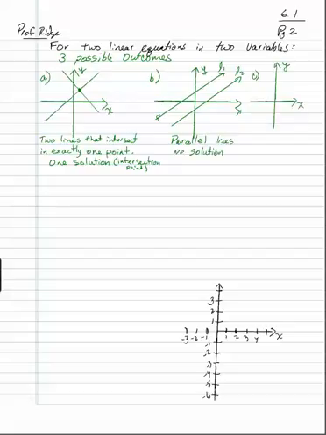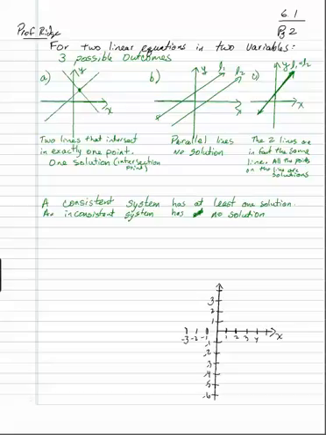The third possibility is both lines are actually the same line. So line 1 and line 2 are actually the same line. In this case, all the points on the line are solutions to the system because if it's true for one, it's going to be true for the other one. So all the points on the line are solutions.